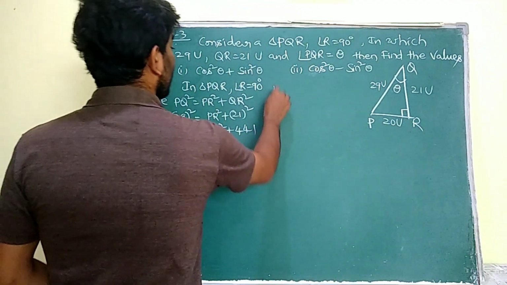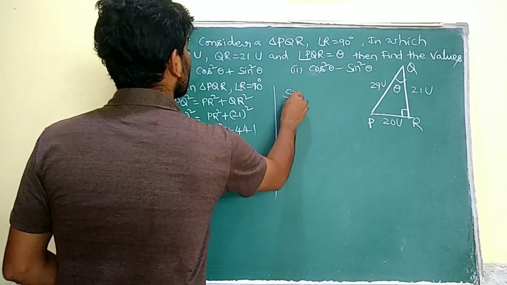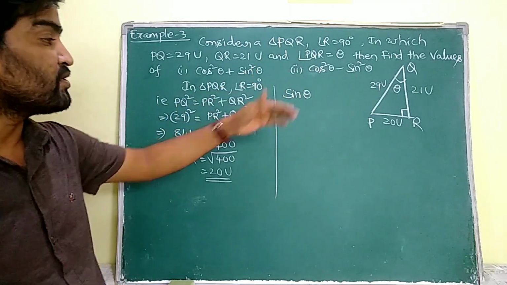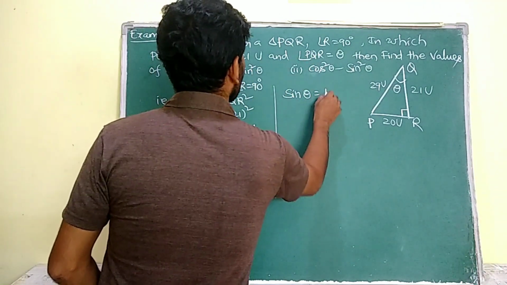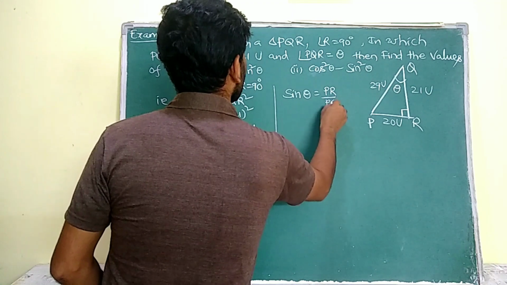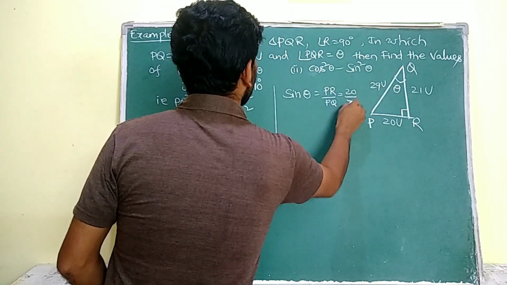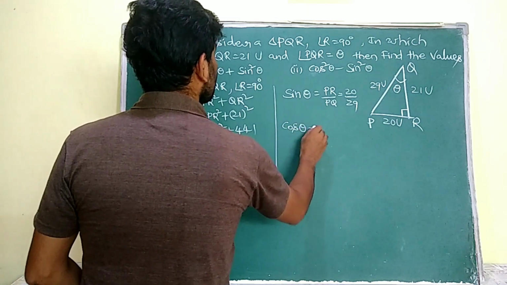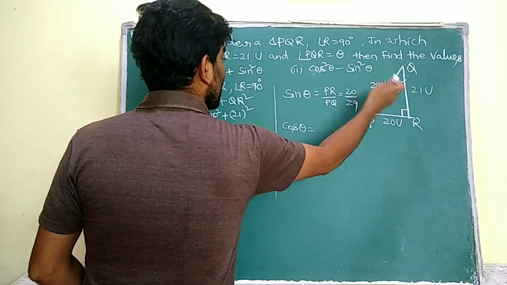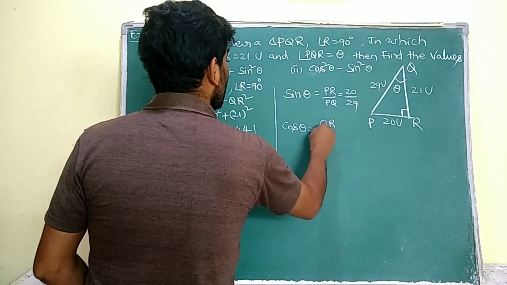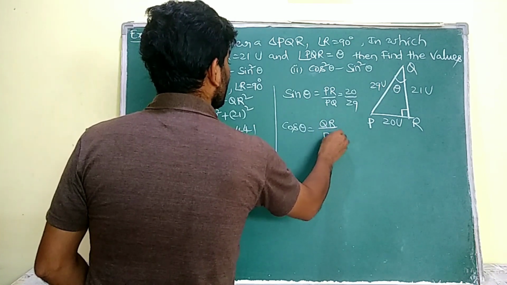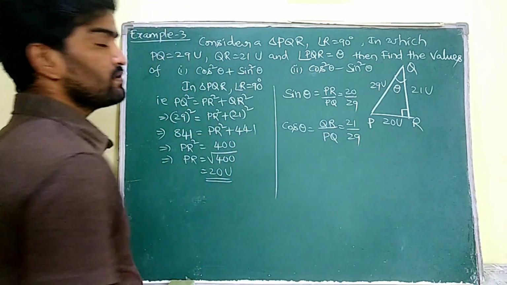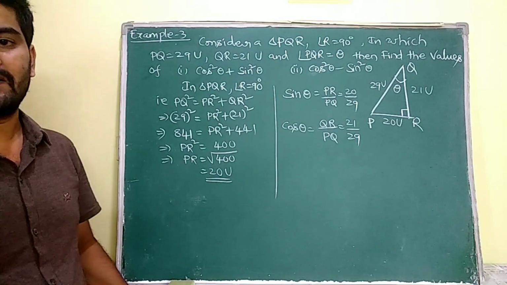Now find the value of sin theta in the given triangle. Sin theta means theta's opposite side, that is PR, by its hypotenuse PQ, that is equal to 20 by 29. Again find cos theta. Cos theta means theta's adjacent side, that is QR by PQ, that is equal to 21 by 29. So sin theta and cos theta are calculated.